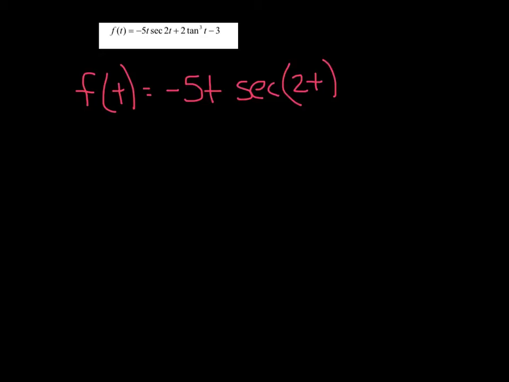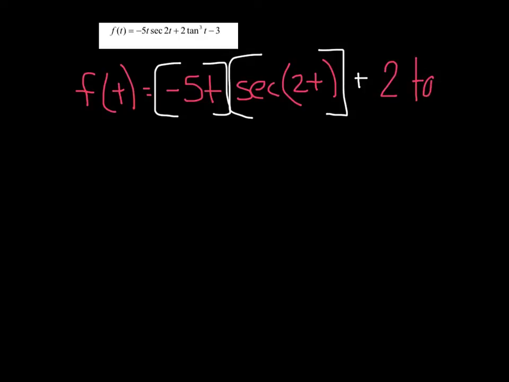Alright, just a couple more to practice with here. Again, I'm going to rewrite my function f of t. That's negative 5t times the secant of 2t. Notice this is a function with a t in it times this function with a t in it, so that's product rule. Plus 2 times the tangent of, now here's another little bear trap, guys. Be careful here. This tangent is not of t minus 3. It's only the tangent of t, and it's that cubed. And then there's a minus 3 on the end.